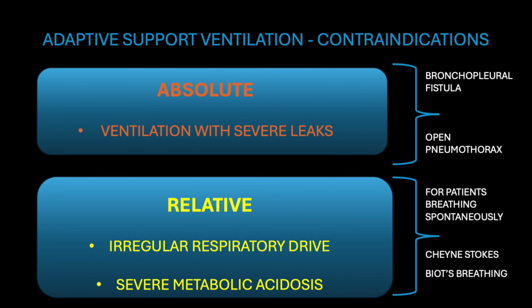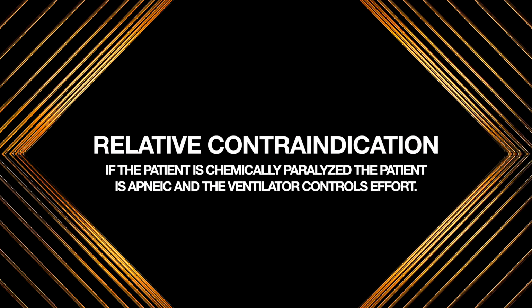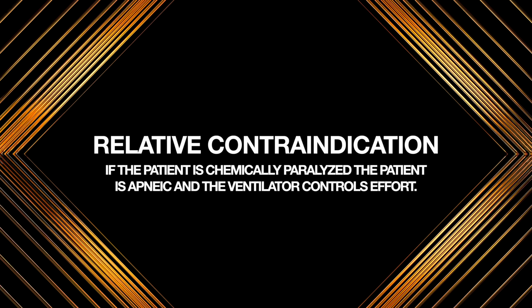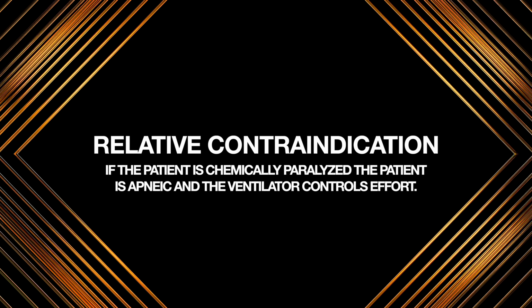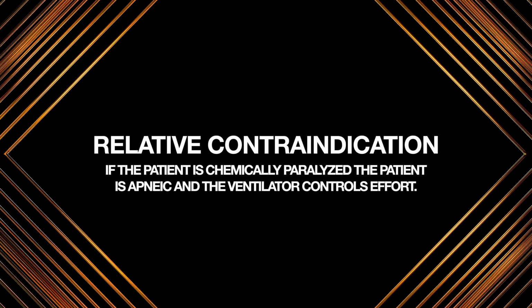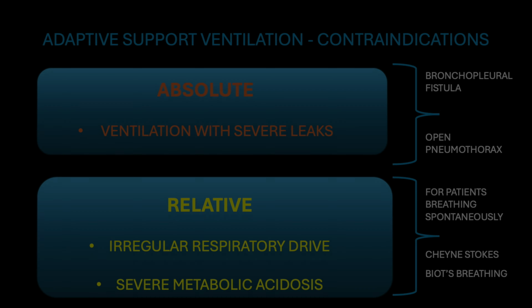For patients spontaneously breathing, neurogenic breathing patterns and irregular respiratory drives, such as Cheyne-Stokes respirations and Biot's breathing, shackle the ASV math and system logic. Why is an irregular respiratory drive a relative contraindication to ASV? If the patient is chemically paralyzed, an ataxic respiratory effort will not adversely affect ASV because the patient is apneic and the ventilator controls respirations. Therefore, ASV will function properly if the patient remains paralyzed.